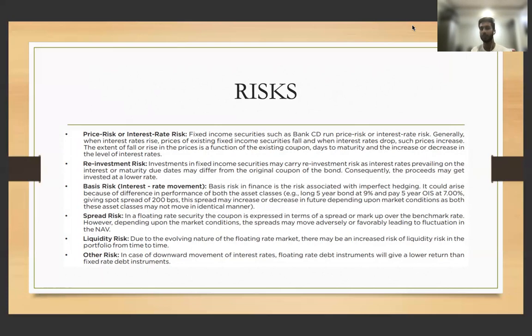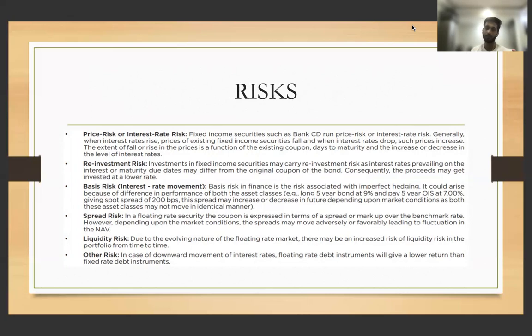Reinvestment risk. Investment in fixed income securities may carry reinvestment risk, as interest rates prevailing on the interest or maturity due dates may differ from the original coupon of the bond. Basis risk: interest rate movement, as we have seen in previous slides.